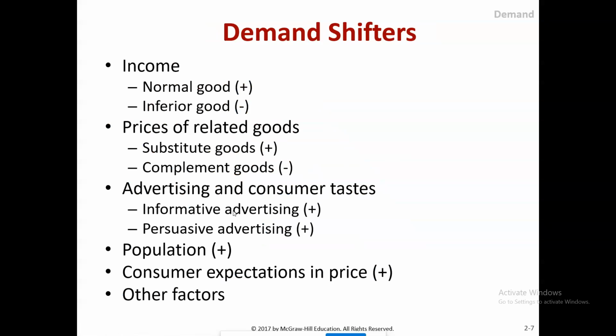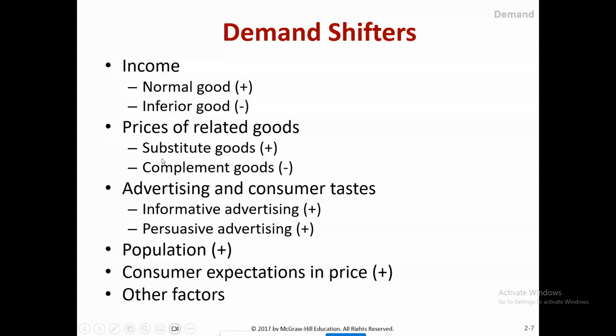Now, this is a review of the demand shifters or determinants of demand. If it's a normal good, income increases, demand increases. For inferior goods, demand decreases. If the price of a substitute good increases, the demand for the product increases, like the price of Coca-Cola increases, demand for Pepsi increases.